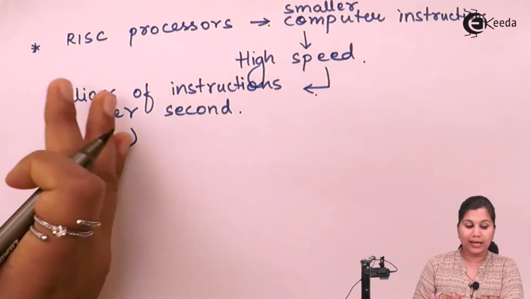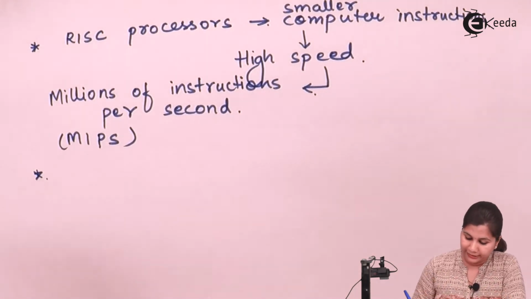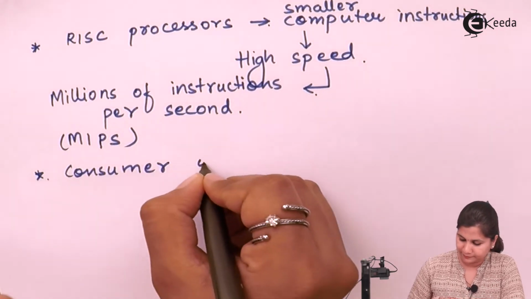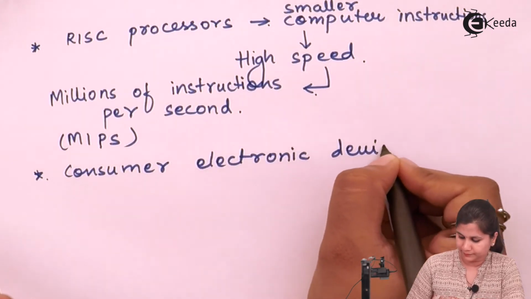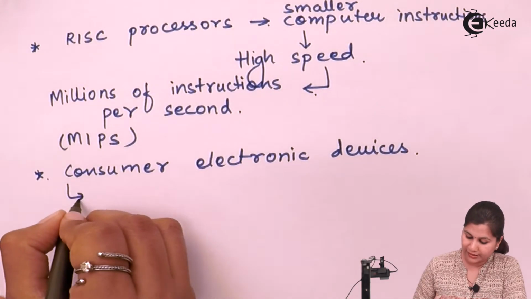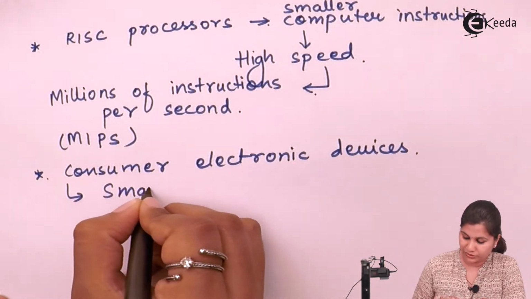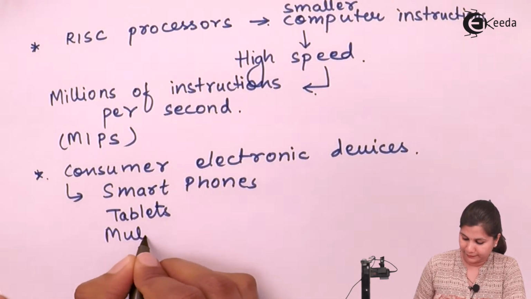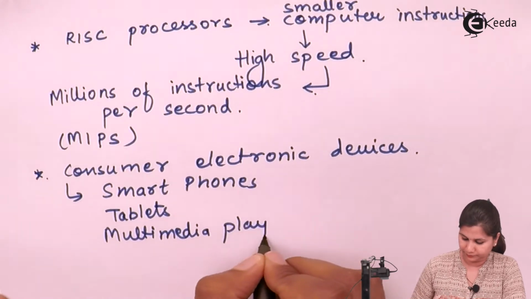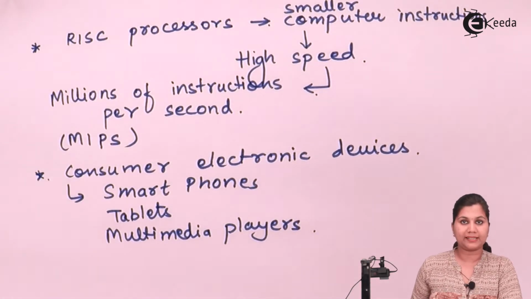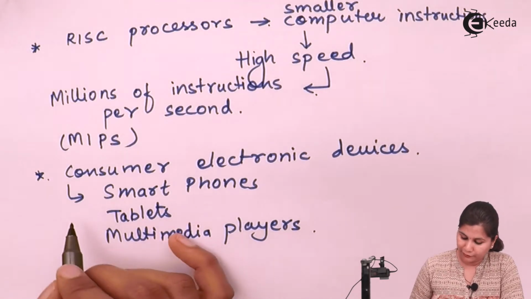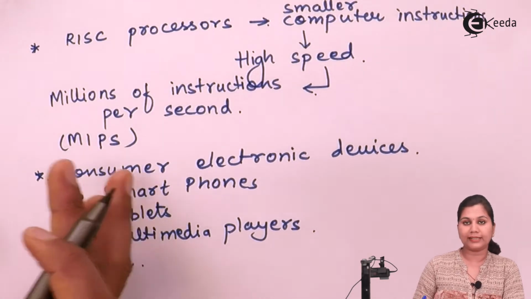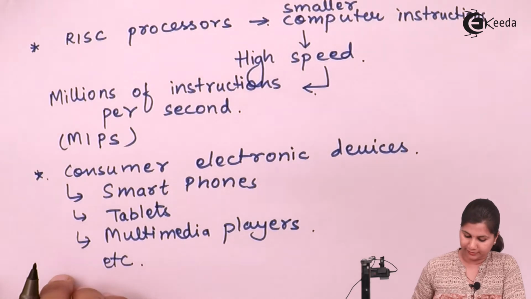Now, if we talk about the applications of the ARM processor, these processors are extensively used in consumer electronic devices. Examples of these consumer electronic devices are smartphones, tablets, multimedia players, and other mobile devices such as wearables. So smartphones, tablets, multimedia players and mobile devices are examples where ARM processors are used.